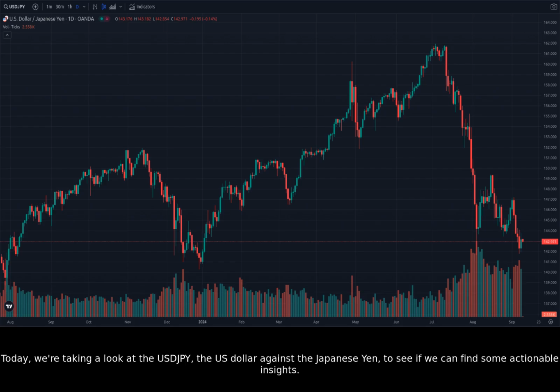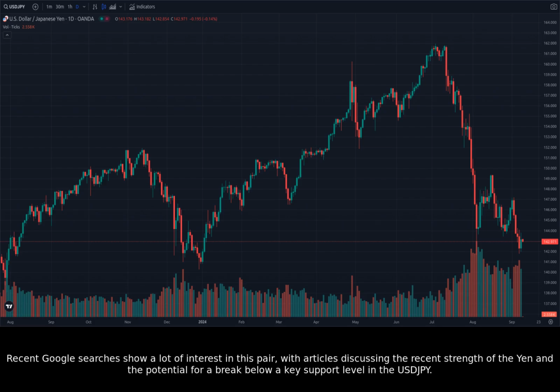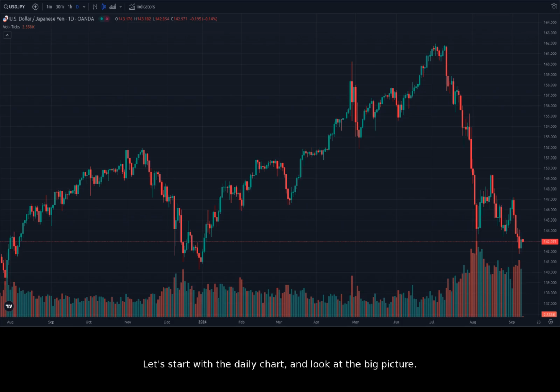Today, we're taking a look at the USDJPY, the US dollar against the Japanese yen, to see if we can find some actionable insights. Recent Google searches show a lot of interest in this pair, with articles discussing the recent strength of the yen and the potential for a break below a key support level in the USDJPY. Let's start with the daily chart and look at the big picture.